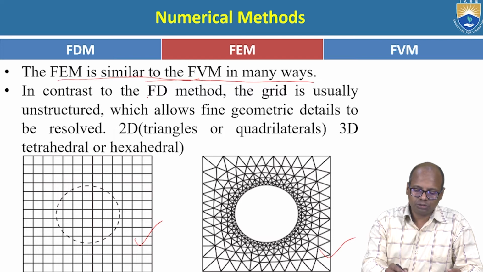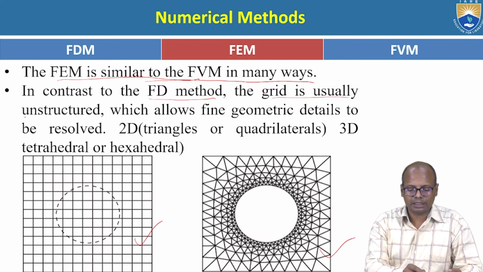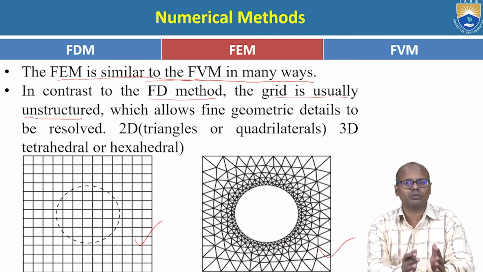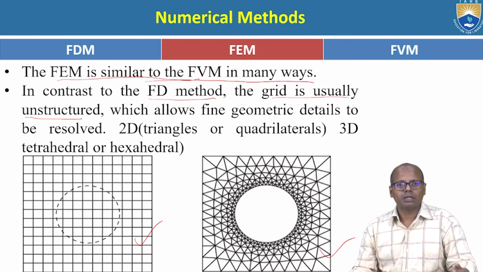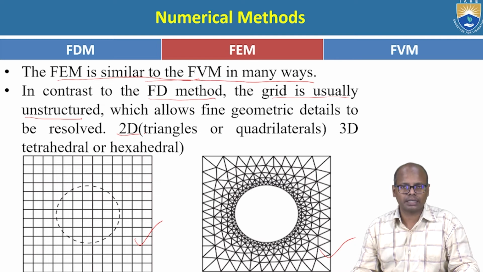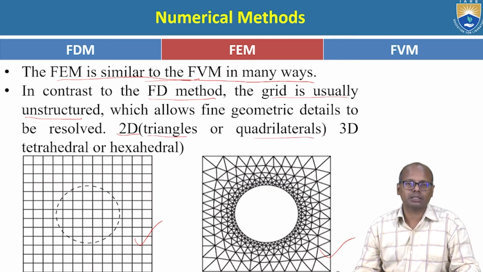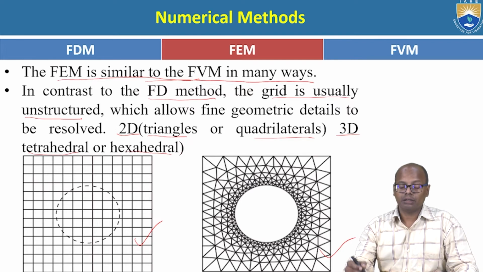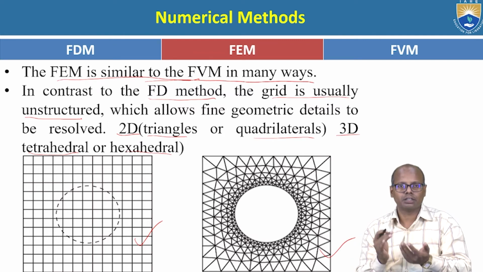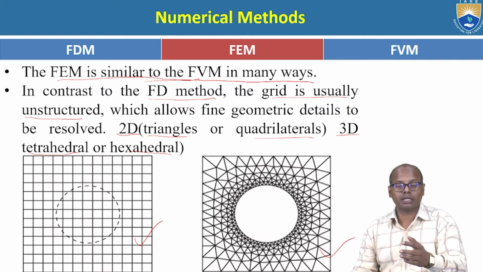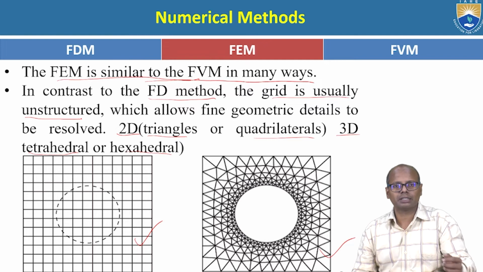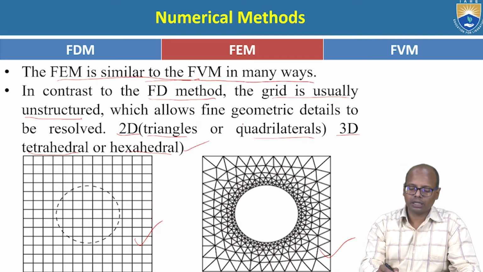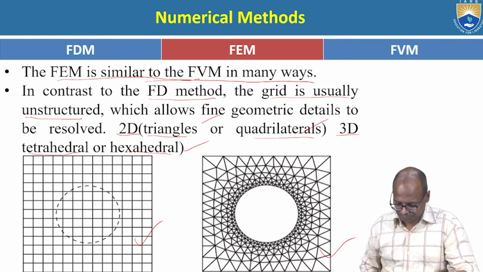Now in contrast to the finite difference method, the grid is usually unstructured. Both have grids, that is a similarity, but here we use a structured uniform grid and here we use unstructured grids. In 2D cases, we will see triangles or quadrilaterals. In a 3D scenario we will see tetrahedral and hexahedral elements. What does tetrahedral mean? If I combine 4 triangles, I will get a tetrahedral. And hexahedral means I get it if I join 6 squares or 6 rectangles. The hexahedral and tetrahedral elements are used for 3-dimensional problems, and triangles and quadrilaterals are used for 2-dimensional problems.